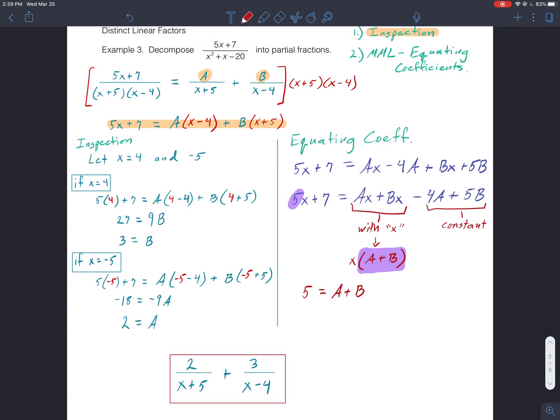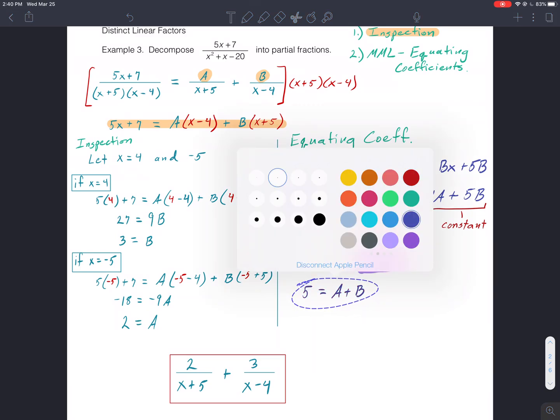Because the only way the left side of the equation can equal the right side of the equation is if the stuff that's attached to the x on the right is the same as the stuff that's attached to the x on the left. So the a plus b that's attached to the x on the right must be equal to the 5 that's attached to the x on the left. They have to be equated. They have to be true if this is an equation. So 5 equals a plus b.